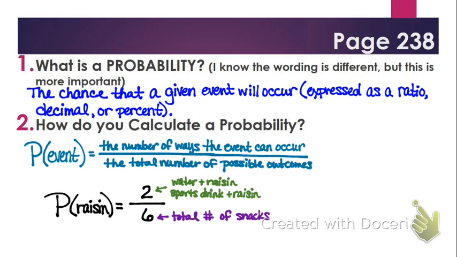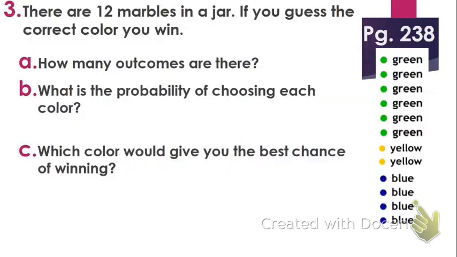About 1/3, so like 33%, right? I want to look at this. This is number 3 on your page. So I have a marble jar. I've got these marbles in it. And if you reach into the jar blindfolded and you choose the correct color, you win.